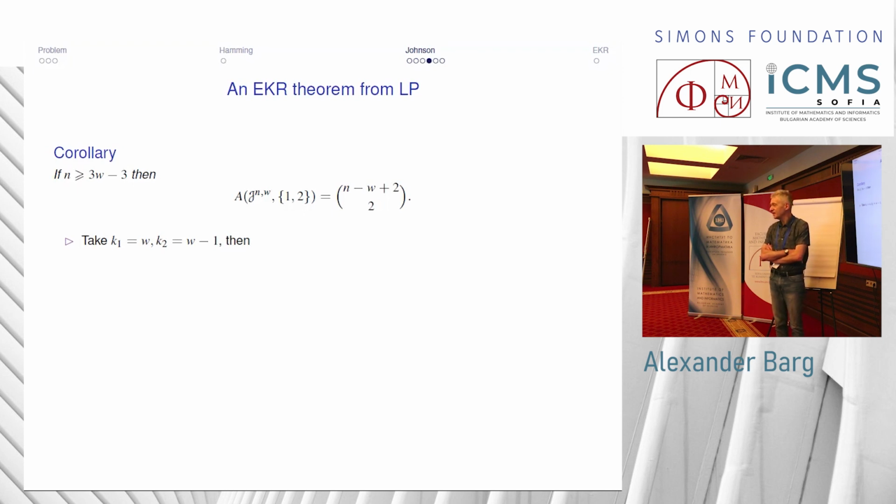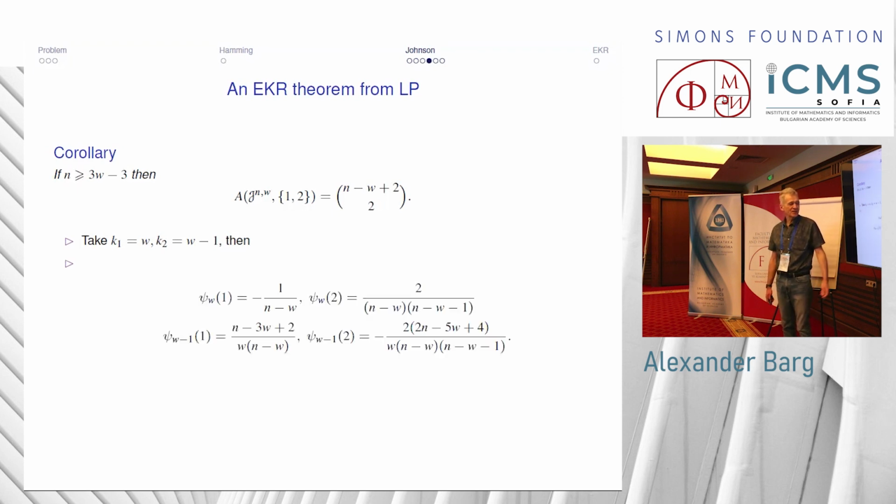This is a particular case of EKR, but I'll just show how that follows from that little theorem that we had on the previous page. So if the distances are 1 and 2, then the maximum size is n minus w plus 2, choose w. For that, we take the degrees w minus 1 in the theorem. Well, Hahn polynomials at 1 and at 2 can be computed explicitly for any degree, including w. So we compute that, and then we check the conditions.